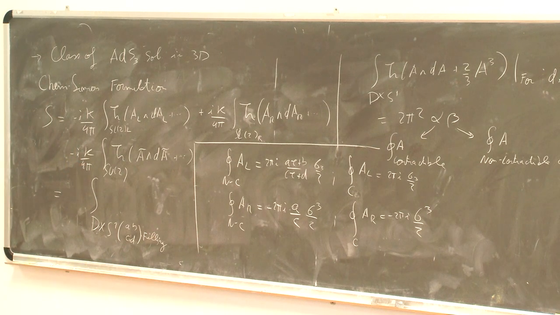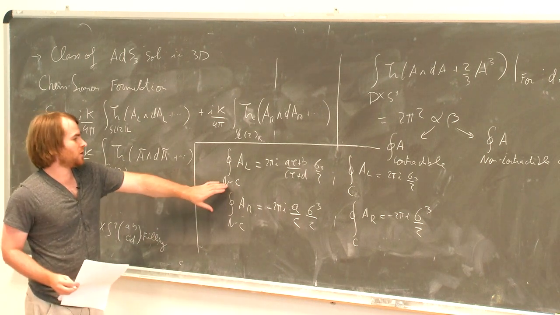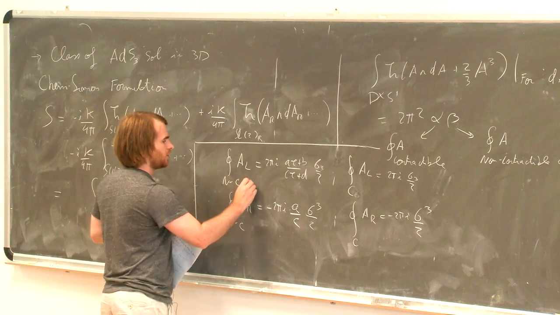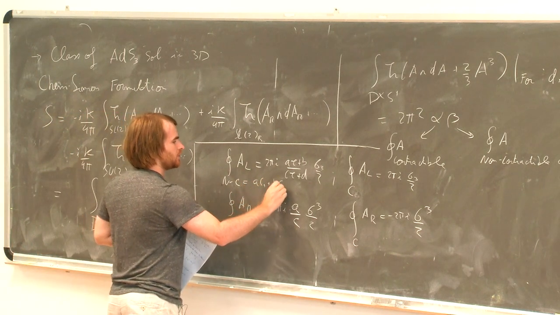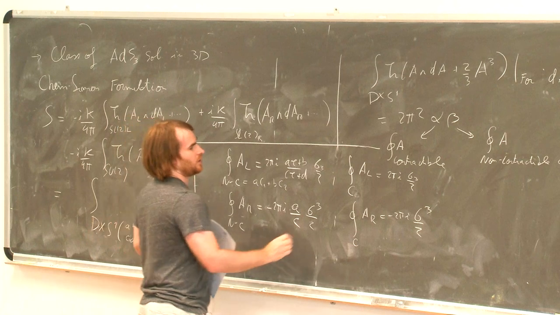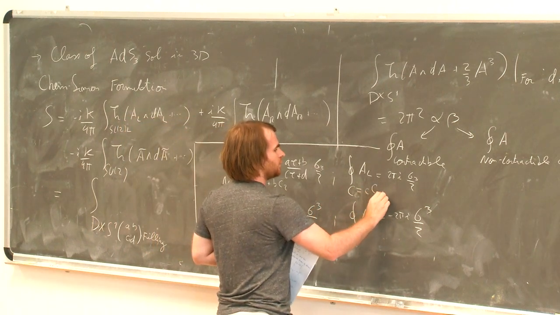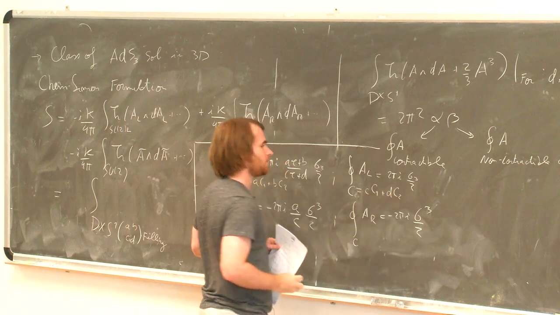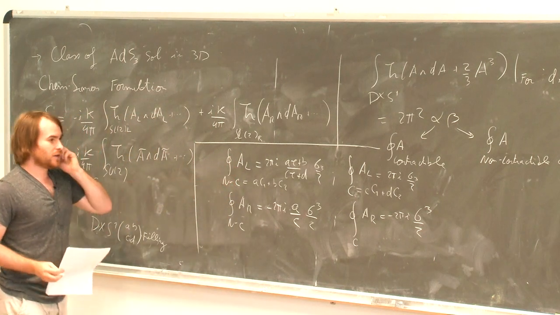So when you compute these holonomies, you have to compute over the non-contractible cycle, which is something like AC1 plus BC2, and the contractible cycle, CC1 plus DC2. And you get these values.